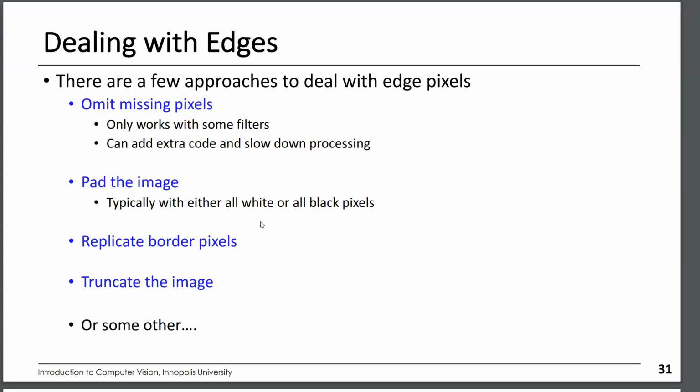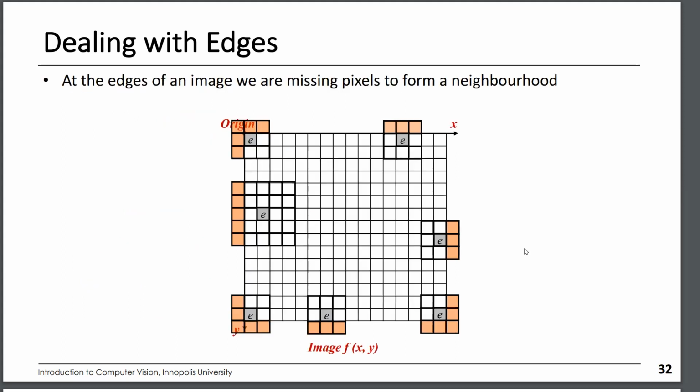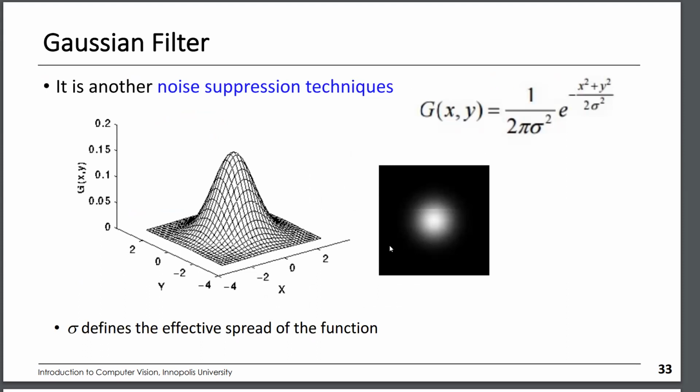One is to omit the missing pixels or pad the image. So we add some black layers around the image, replicate the border pixels, so we repeat them, or we truncate the image, or any other way to do it. There is no correct way to do this operation. All of them are valid, and all of them give you a certain result. So this is padding.